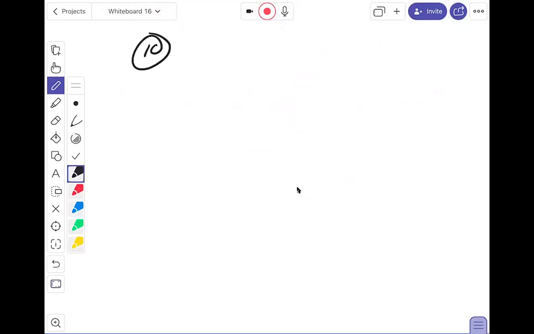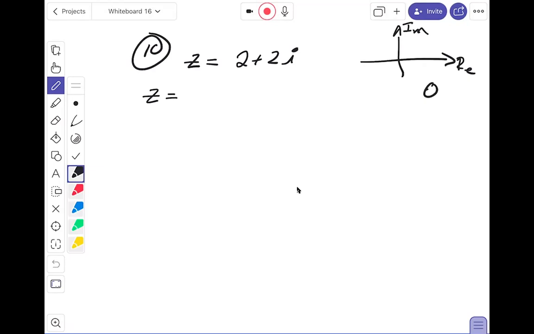Number 10 says, find the 3 cube roots of Z equals 2 plus 2i. Well, again, I got to get that complex form down. So I just want to remind you what I mean by that. Again, if you need to visualize, that's fine. 2 over, 2 up. That reference is definitely 45 degrees. So I'm going to put this over here. And 2 squared is 4. So 4 plus 4 is 8. So the r is going to be the root of 8, or if you prefer, 2 root 2.